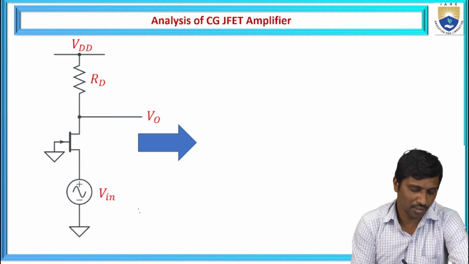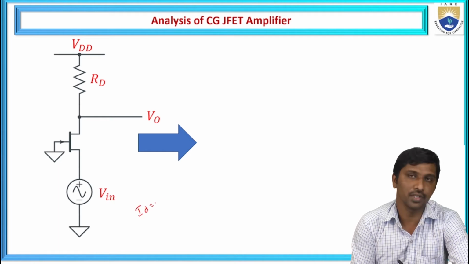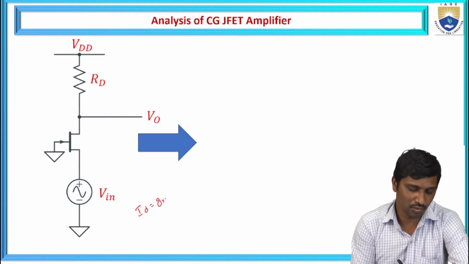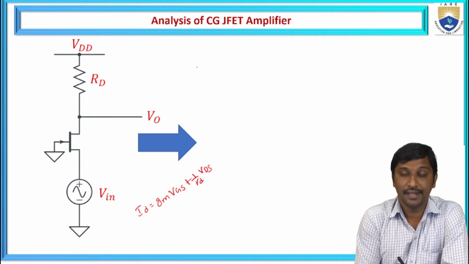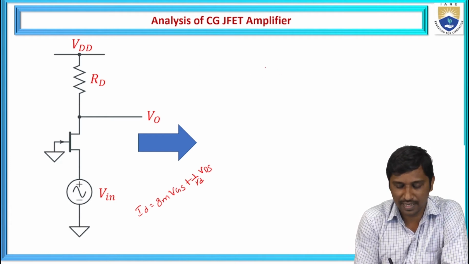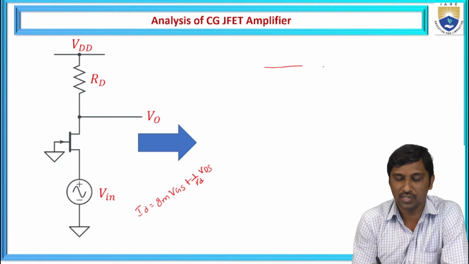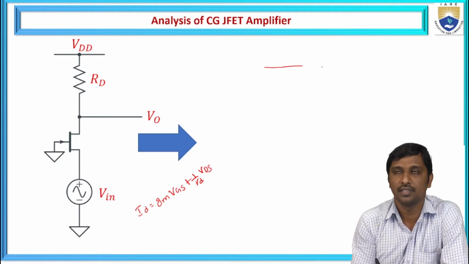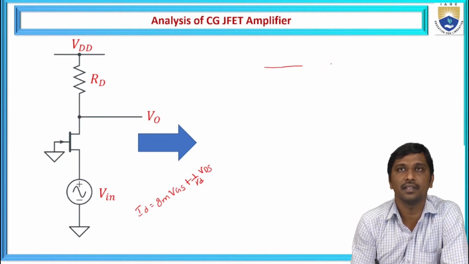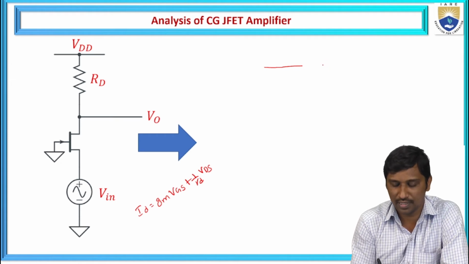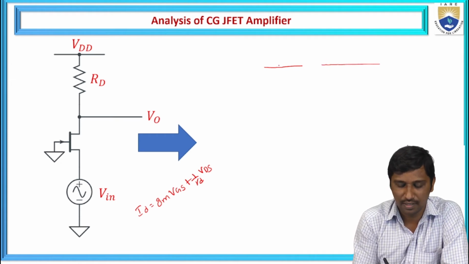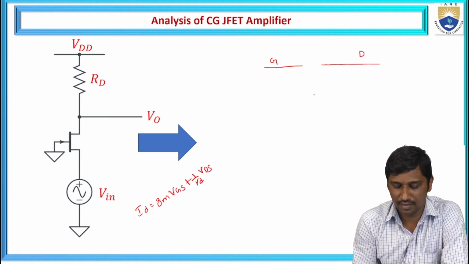For this case, I'm going to recall the small signal model. So we know that ID is equal to gm times VGS plus 1 by rd times VDS. And let us consider the JFET simply is replaced with a small signal model. Initially we discussed how the JFET is replaced with a small signal model. Let us consider this is the gate, the output side is the drain, and this is the source.